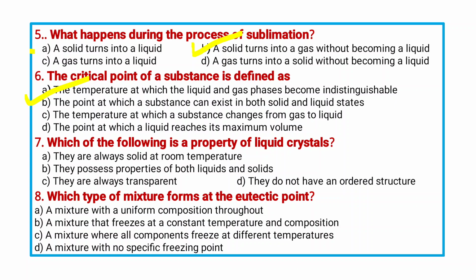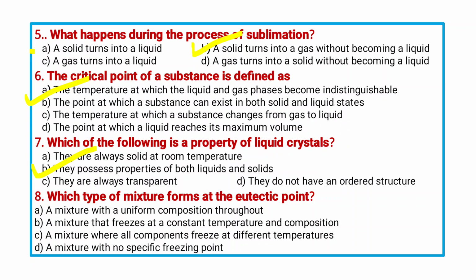Next, which of the following is a property of liquid crystals? A, they are always solid at room temperature. B, they possess properties of both liquid and solid. C, they are always transparent. D, they do not have an ordered structure. So they possess properties of both liquid and solid. Liquid crystals: crystals are solid, and liquid, so they have both properties, liquid and solid.